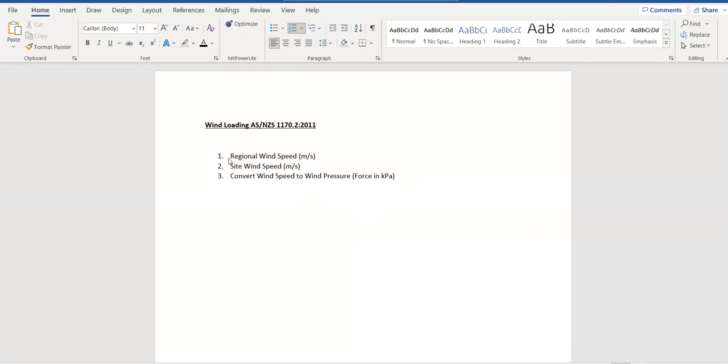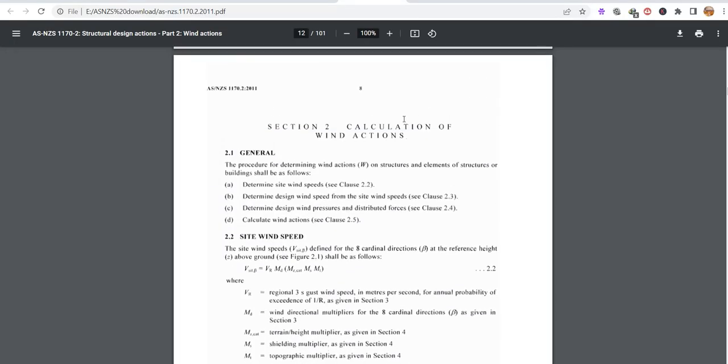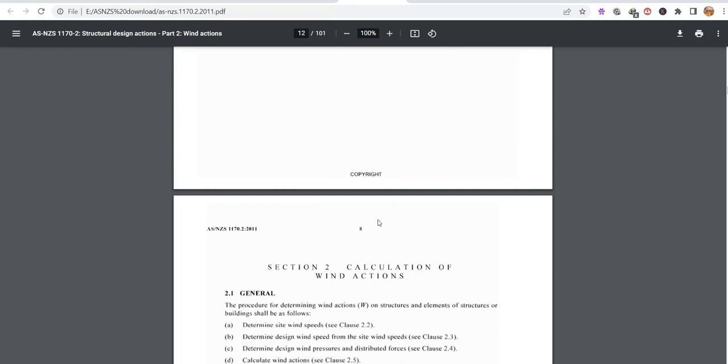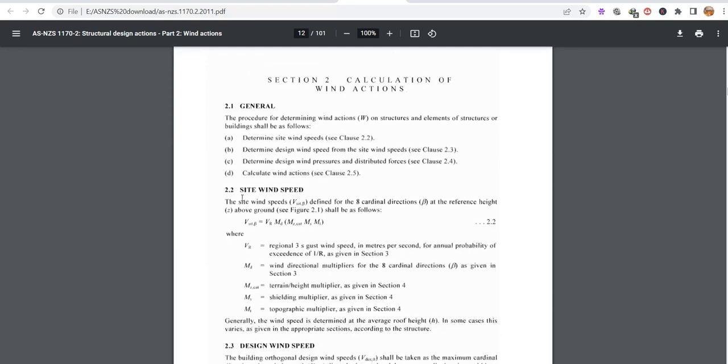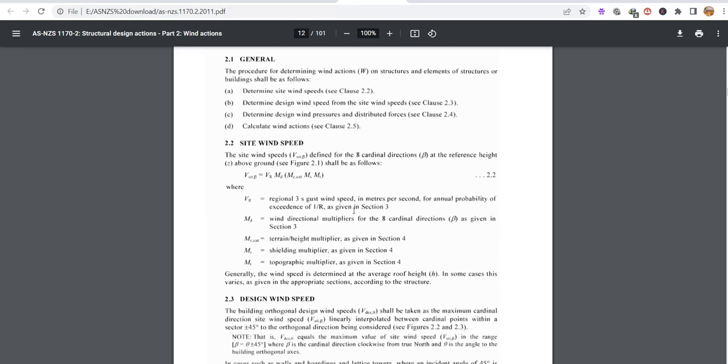So to get the original wind speed, which is step 1, go to the code, section 2 of AS 1170.2. It says side wind speed is equal to VR times MD times MZ times MS times MT. So all these are factors, and VR is the original wind speed. VR is the original wind speed in meters per second for annual probability of exceedance 1 over R.